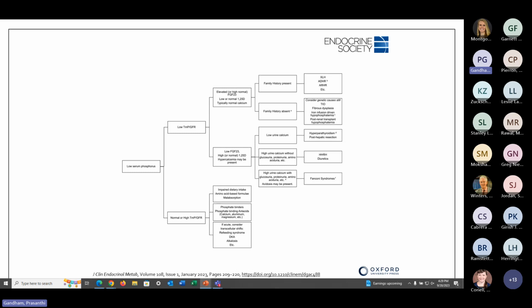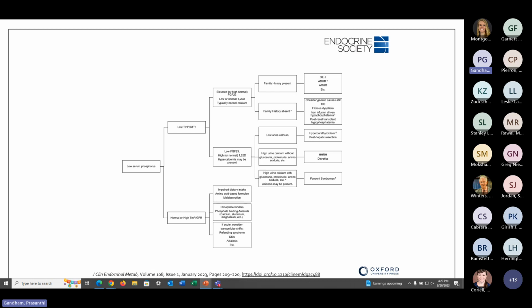If the TMP-GFR is low and you know that there's renal phosphate wasting, then the next step would be to obtain an FGF23 level, activated vitamin D levels, and assess the calcium. If your FGF23 is high, and you have a low or normal activated vitamin D level, and especially if the calcium is normal, then ask about family history. However, even if family history is not present, then likely you need to consider genetic causes.